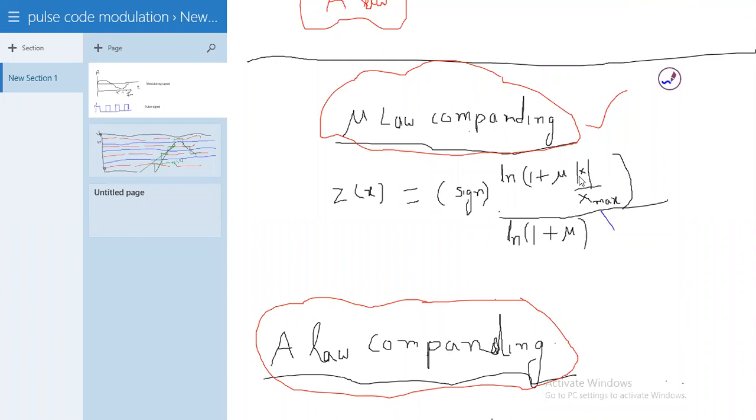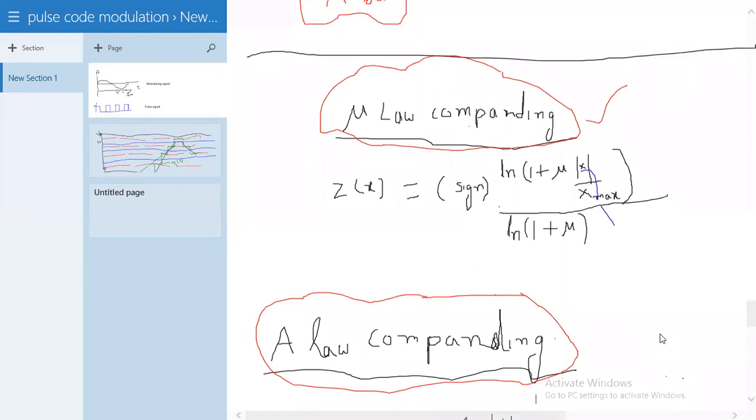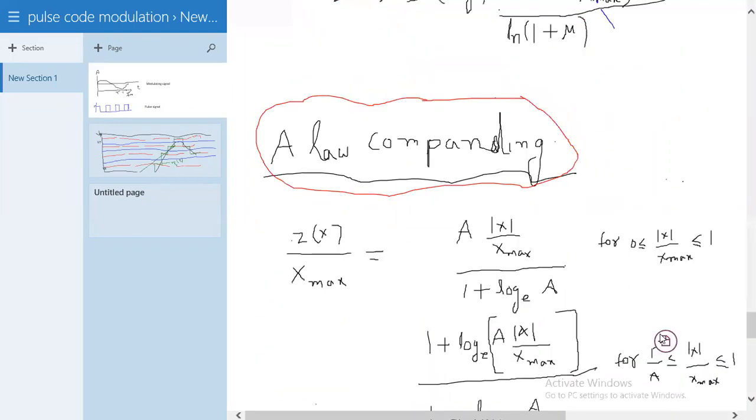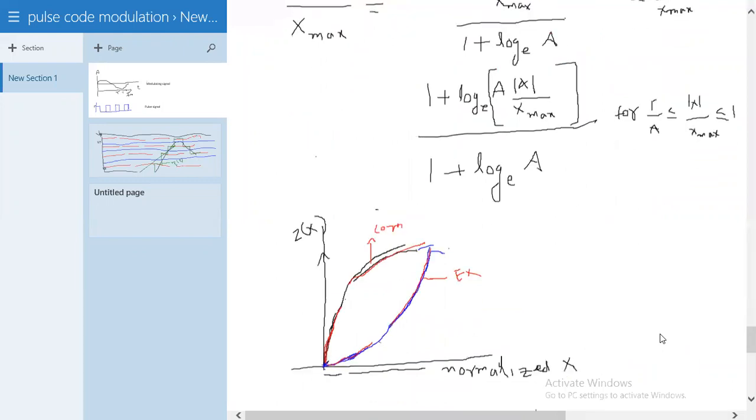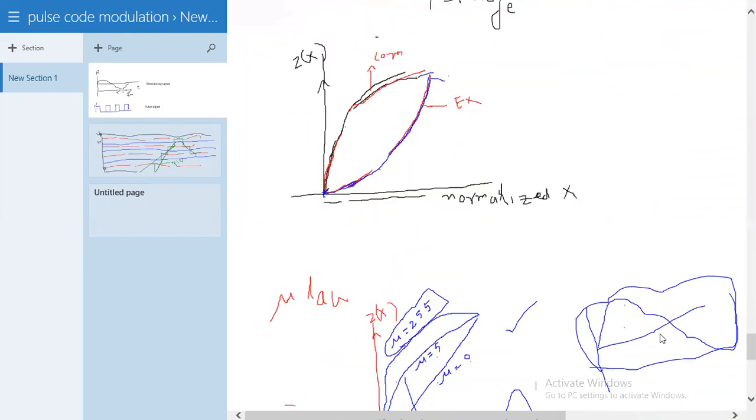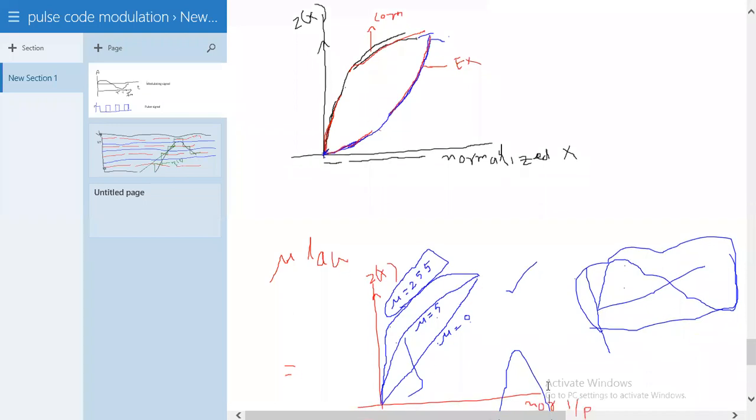Then here the input values mod x, x is nothing but the input, x maximum. So then same values, ln of 1 plus mu. As the mu value increases, the compression keeps increasing. So based on this equation, the characteristics are drawn. These are the characteristics for mu law companding.